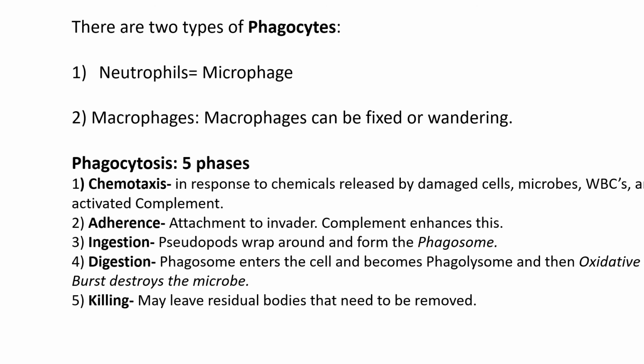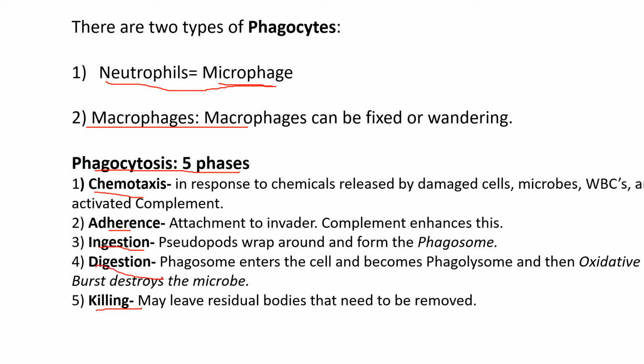All right, so let's talk about phagocytosis for a minute. There's basically 2 types. This is very general and very quick. Neutrophils are phagocytes, but they're microphages. They're not big. And macrophages are large. And so macrophages could be fixed or wandering. A common macrophage would be a monocyte. But also eosinophils can be microphages and macrophages. Phagocytosis has 5 phases: chemotaxis, adherence, ingestion, digestion, and killing.